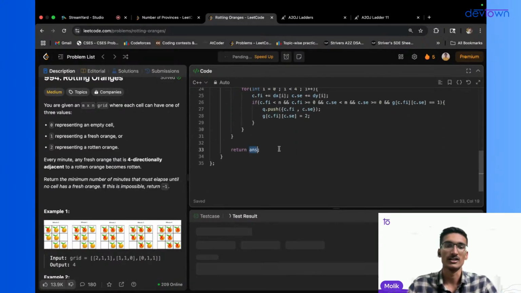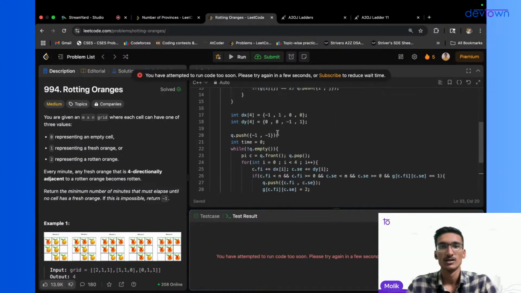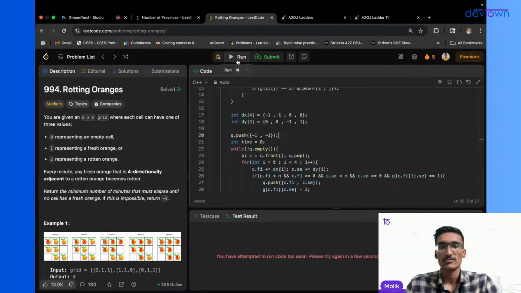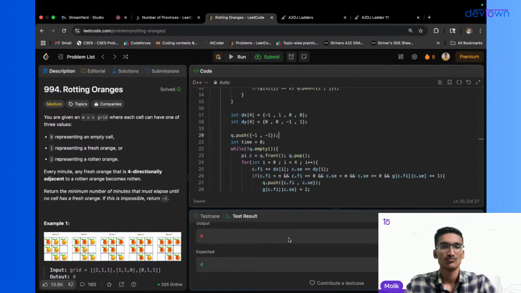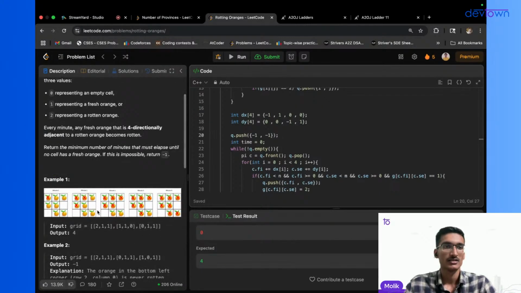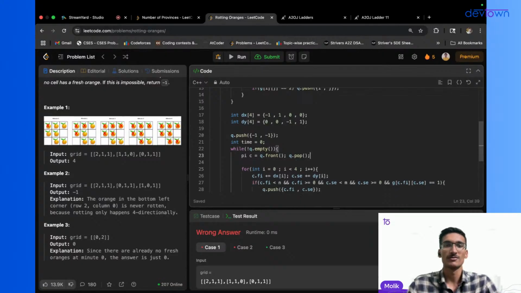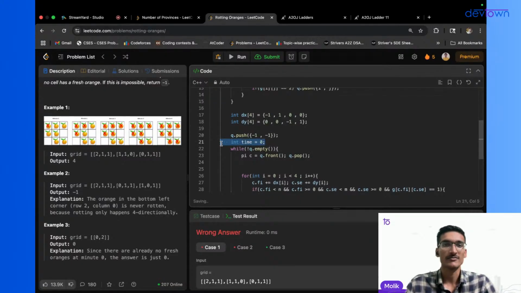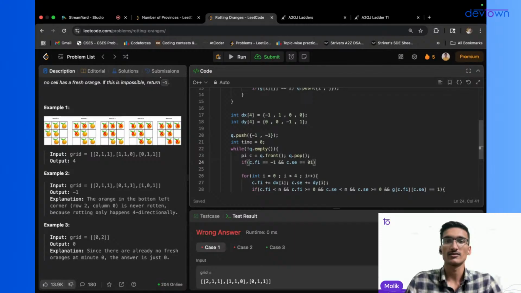There's no variable named answer. Let's wait for some time. Okay, so this gives 0. What's the problem? The problem is we are never increasing this timer. So what's the logic of increasing the timer? Whenever we hit a -1, -1 flag and the queue is not empty, we increase the time.